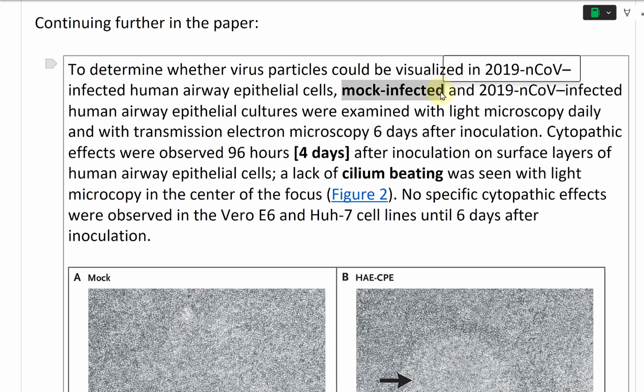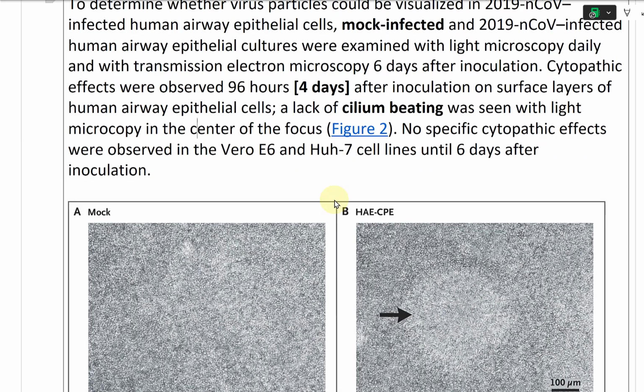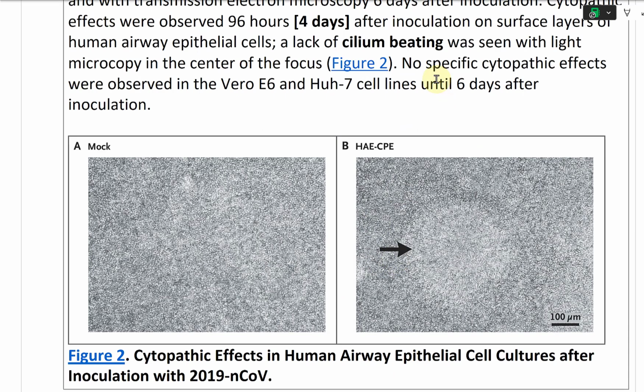So this mock infected, they didn't actually explain how they did that. They just stated that. So cytopathic effects were observed 96 hours or 4 days after inoculation on surface layers of human airway epithelial cells. And there's a lack of cilium beading seen with light microscopy. Yeah, I believe they just spelled this wrong. There should be an S somewhere there, but I just copied it from the paper. So, seen with light microscopy in the center of the focus, figure 2, and no specific cytopathic effects were observed in the Pharaoh E cell and Ha7 cell lines until 7 days after inoculation.